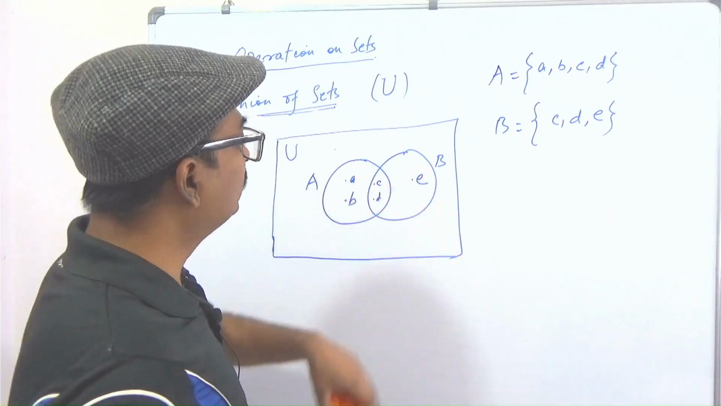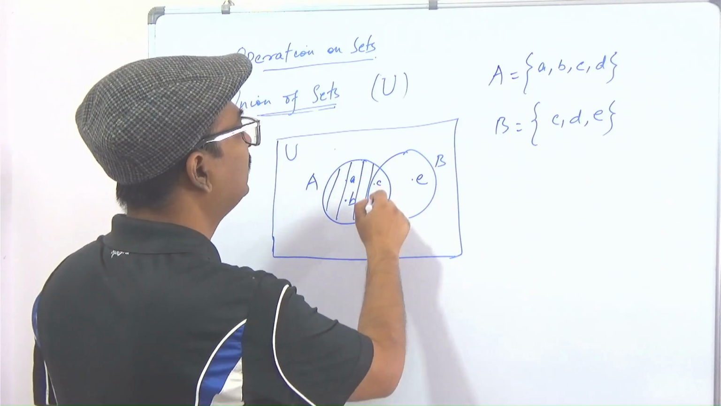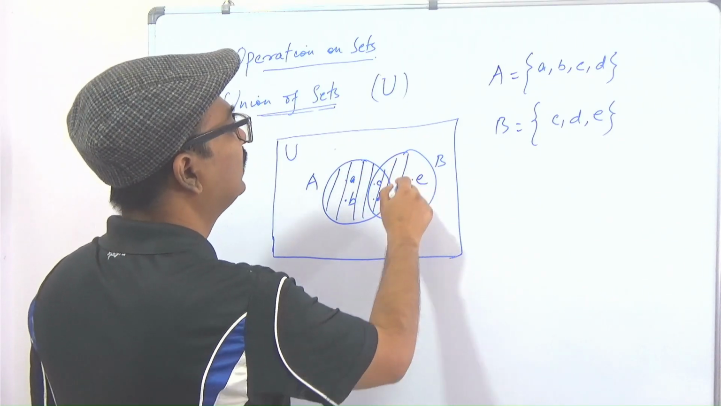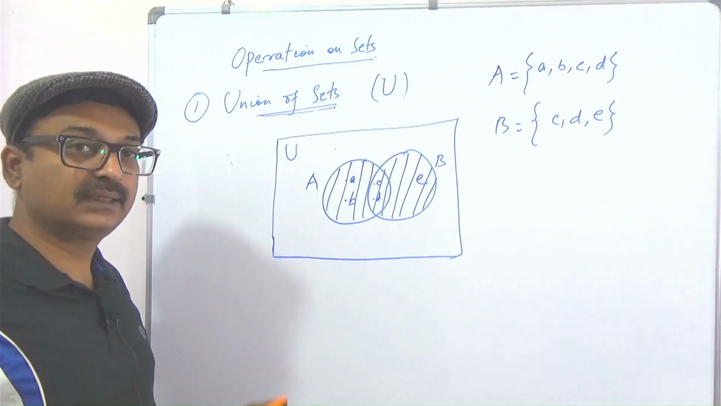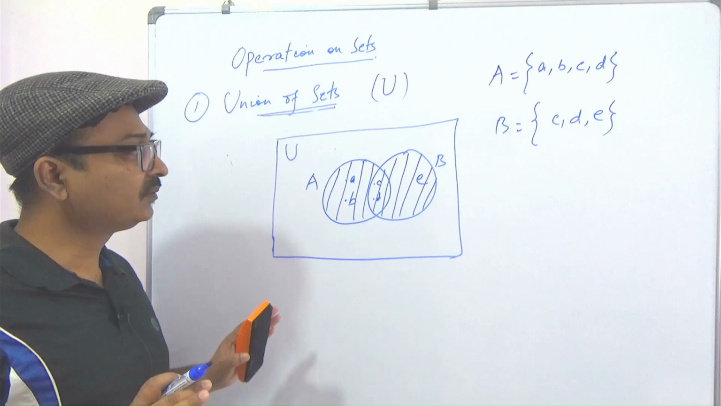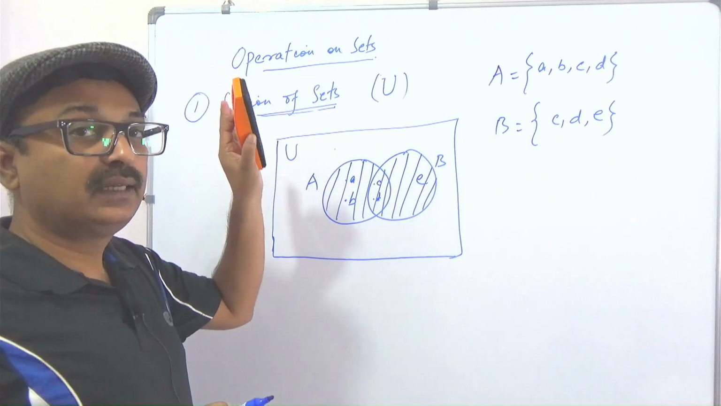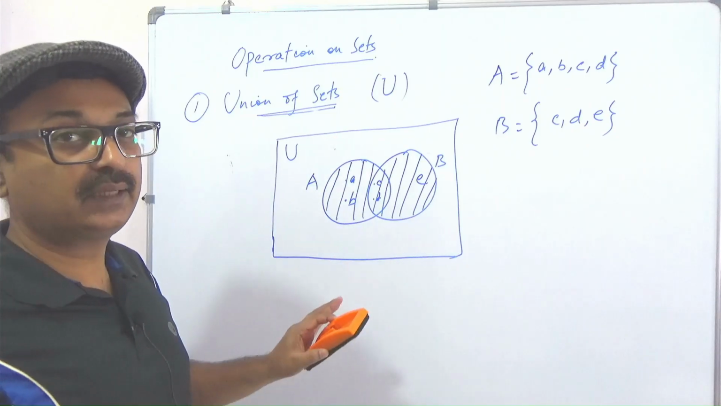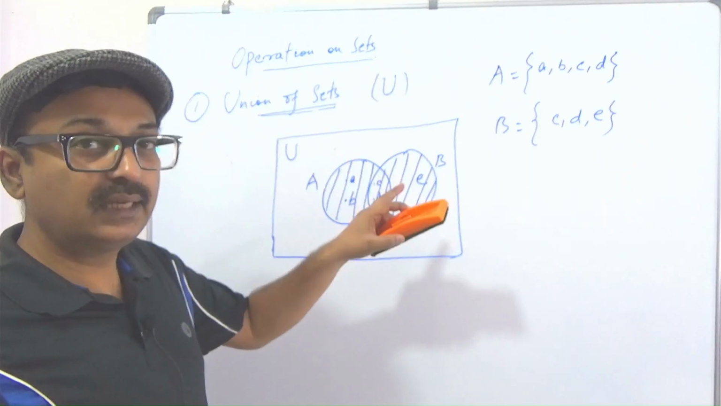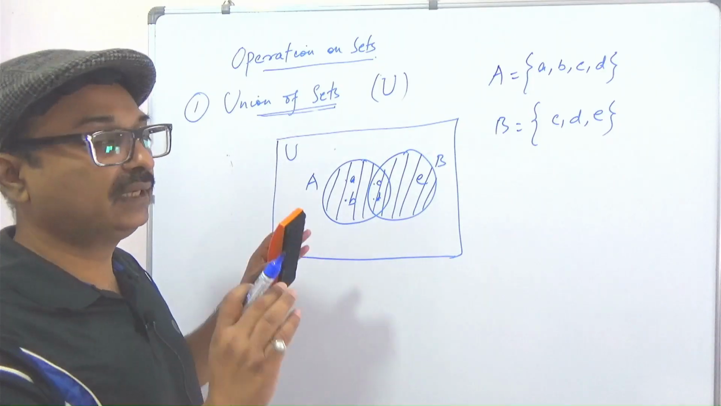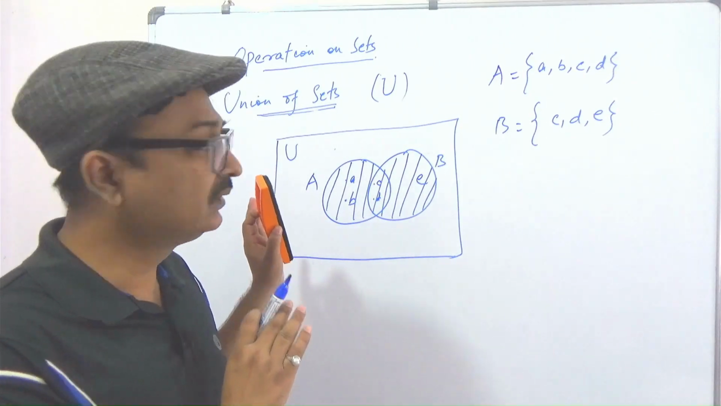So now this whole area, we'll shade this whole area, and this whole area represents A union B. I think this is very clear to you. So this is union of sets. A union B is a set which comprises elements which are either in A or in B. That is, all the elements of A and B are present in A union B. Okay.